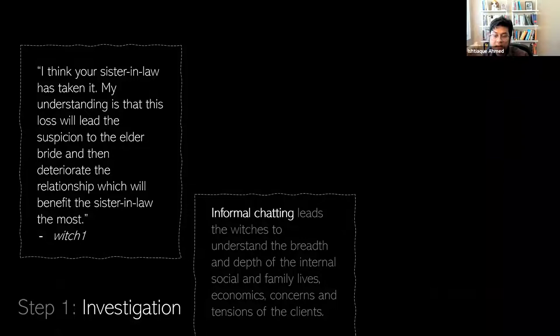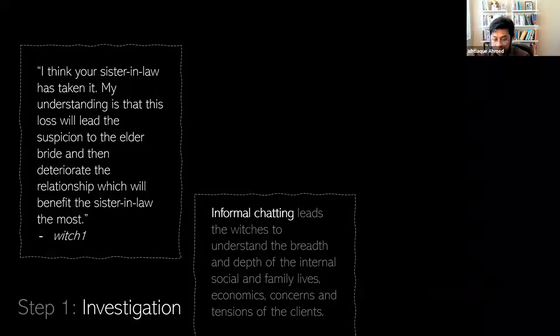For instance, during our observation at one witch's place, we found one woman who came to take help. The woman mentioned that she lost her necklace. As the conversation progressed, the witch directed the discussion toward the woman's family, household, and recent encounters with visitors. At one point, the witch said, "I think your sister-in-law has taken it. My understanding is that this loss will lead the suspicion to the elder bride and then deteriorate the relationship, which will benefit the sister-in-law the most."